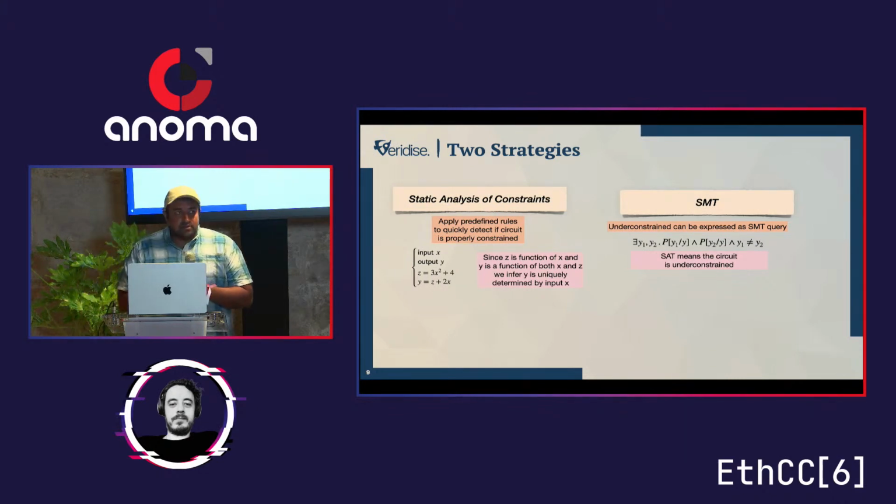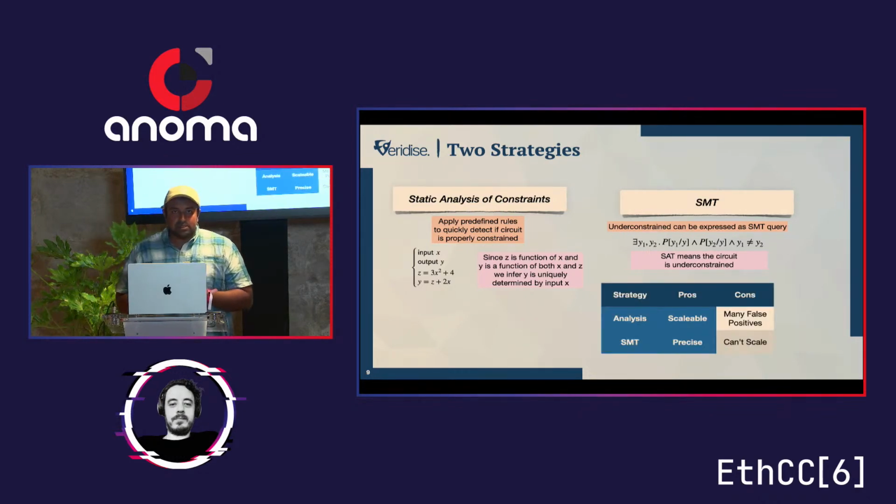And basically, if this formula is satisfiable, that means that the circuit is actually under-constrained. And so there's two trade-offs between these two approaches. First, static analysis is highly scalable. You can actually analyze very large circuits and prove they are under constraints, but in practice, they have a lot of false positives. In order to scale, you have to do a lot of approximation.